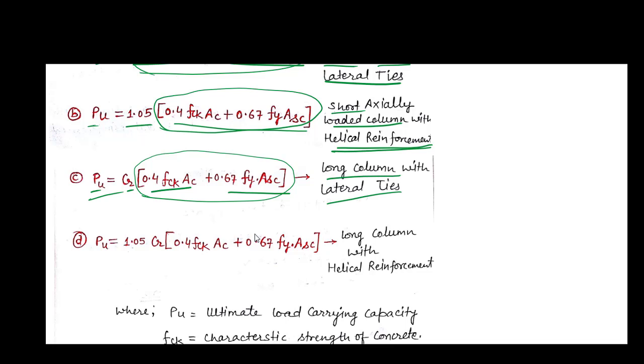Now the last condition will be a long column with helical reinforcement, meaning it is a long column but it is also a circular column. So PU becomes 1.05 Cr multiplied by 0.4 fck Ac and 0.67 fy Asc. So there is a relation between these two also. The long column with helical reinforcement is 1.05 times the value of the long column with lateral ties. So you can see that the helical reinforcement column has a higher load capacity than the lateral tie, rectangular or square column. So you can easily make a relation between them.